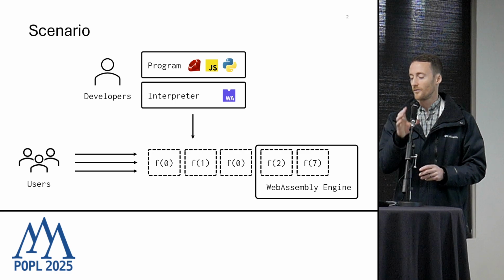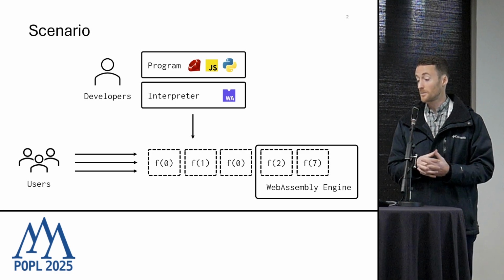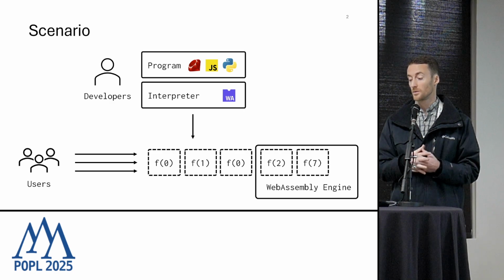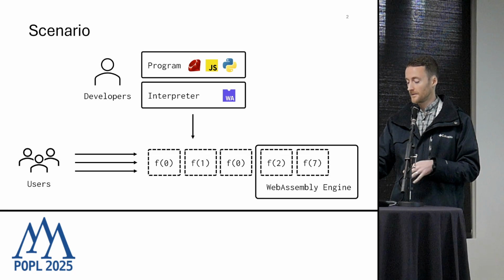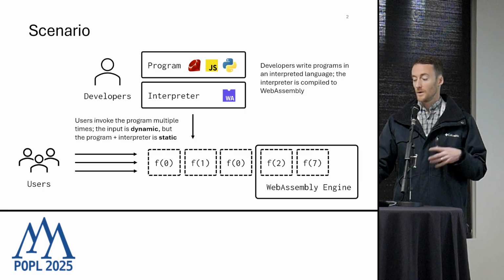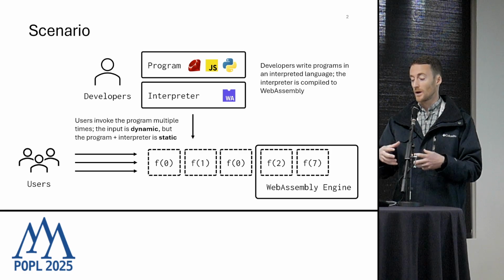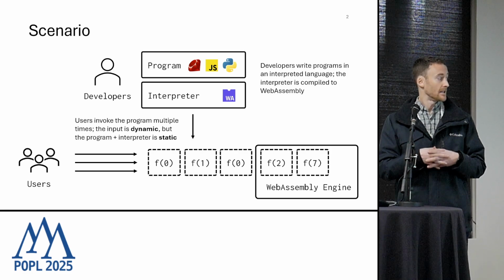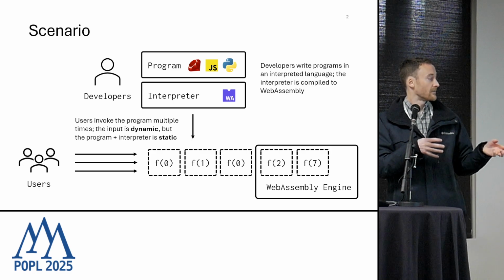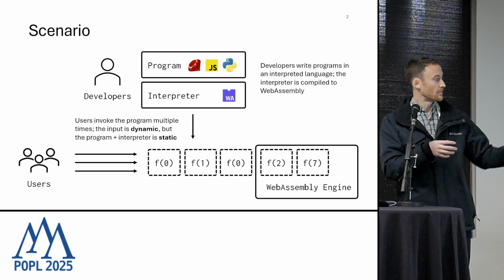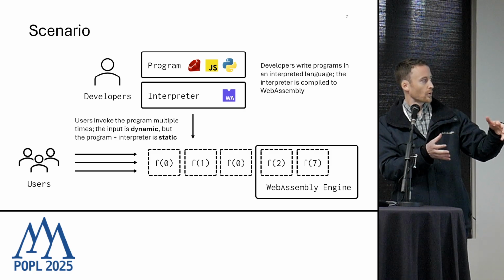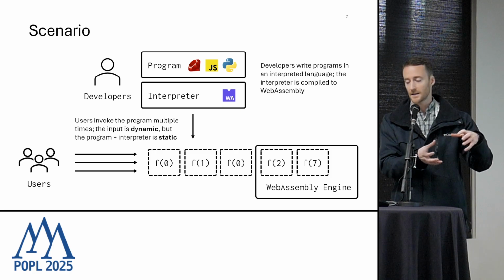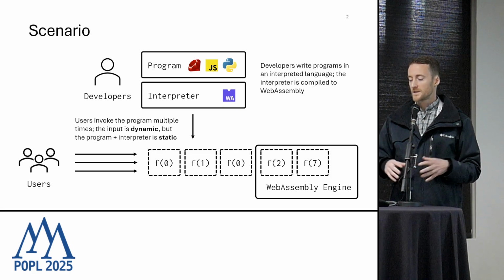So we start from the following scenario. Developers write programs in a high-level interpreted language, and the interpreter is compiled to WebAssembly. Then we have many users which invoke each program many times, and for each invocation, the input is dynamic. You might see the 0, the 1, the 2, the 7, but we know that the program and interpreter pair is static.